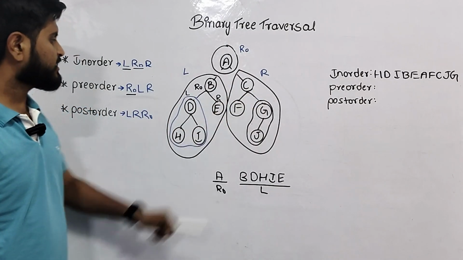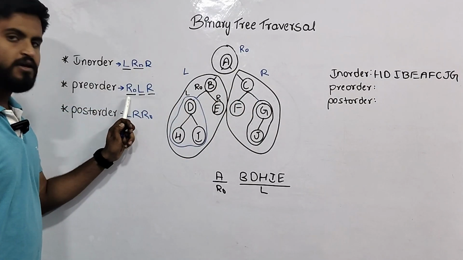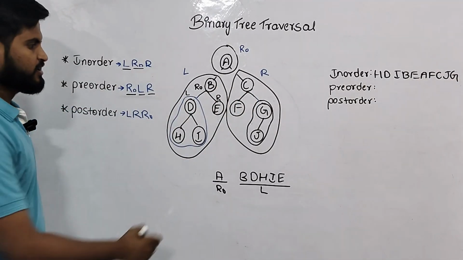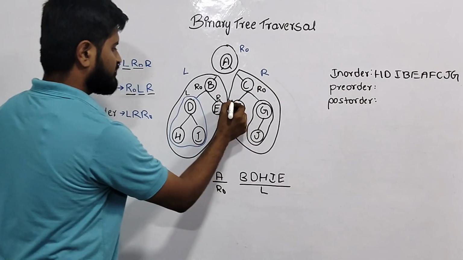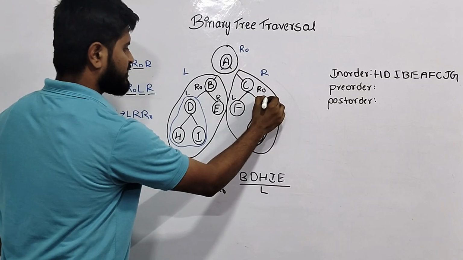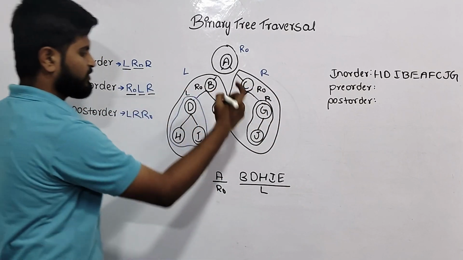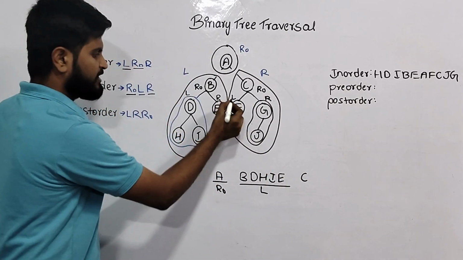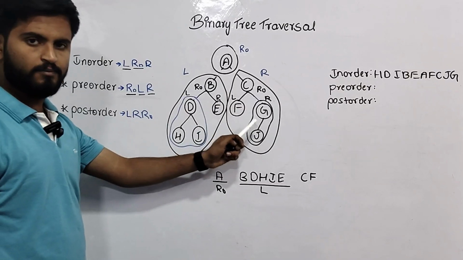Now let's jump to the right subtree. So if you go to the right subtree, again apply root, left and right. So root will be the parent, that is C. Left is F. Right we are having a separate subtree. First let's write the root value. What is the root value? C. Left is F. And right, if you go, it is having a separate subtree.